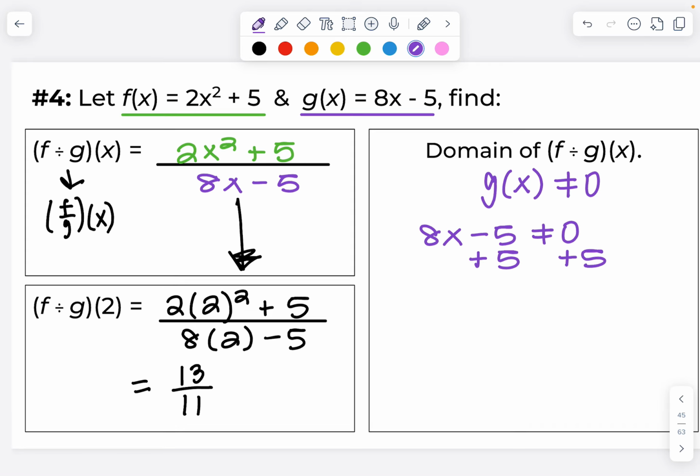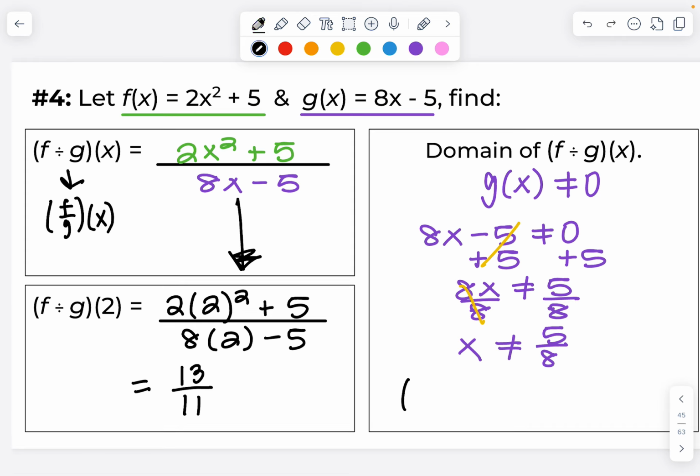So I get 8x cannot equal 5. Then I'm going to get x by itself, dividing both sides by 8. When I do that, I get x cannot be 5/8. So our function does not exist at 5/8. Our answer might look like that if it just says, for what values of x does our function not exist? And you would write at x equals 5/8.